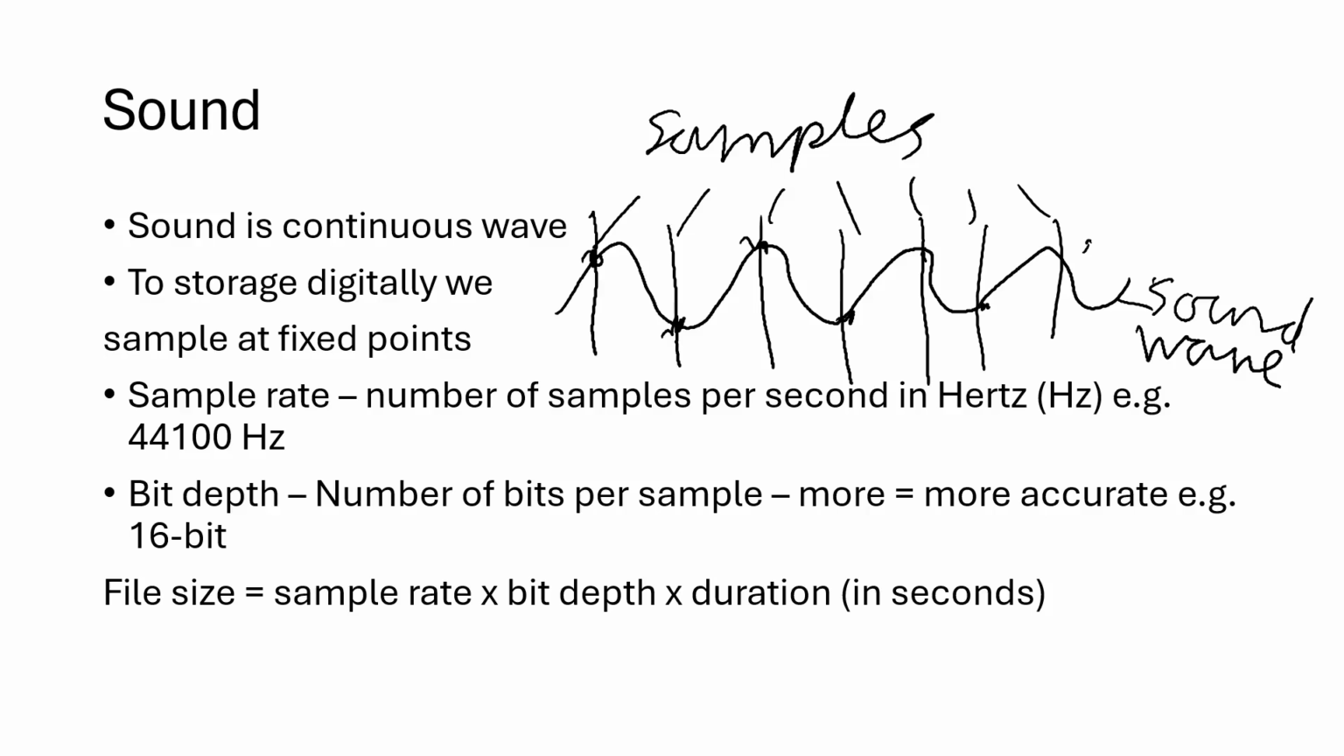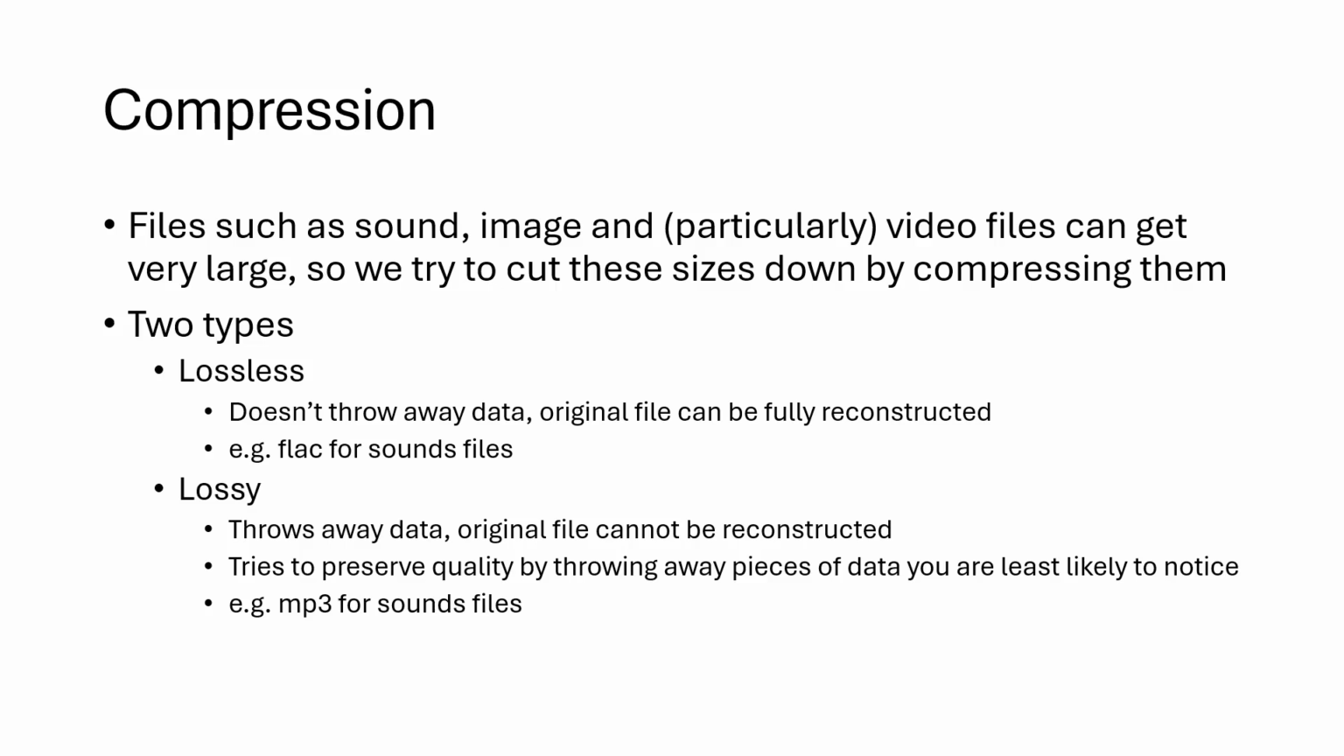The second is the bit depth, which is the number of bits per sample. The more bits there are, the more accurately we can represent the position of the sound wave at that moment. If it's fewer bits, we can represent it less accurately. And the file size of an uncompressed sound file is the sample rate times the bit depth times the duration of the sound file.